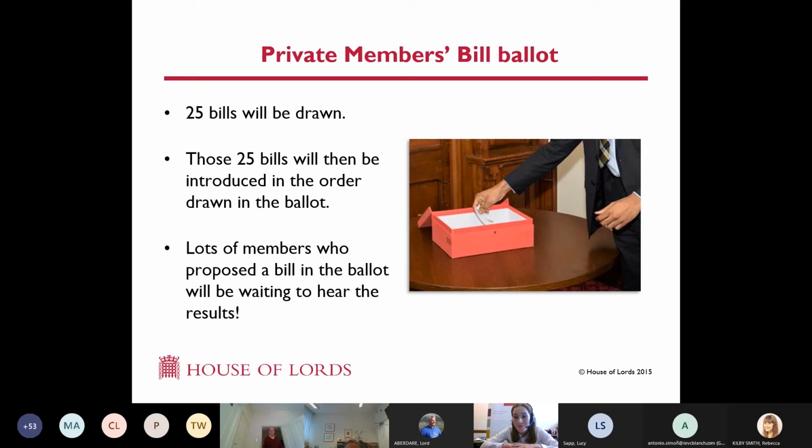There are lots of members who signed up this year who entered a bill into the ballot, so I'm sure there are lots of members who will be waiting eagerly to hear the results. I just wanted to say a big thank you to all the members who joined at 11 and have been waiting very patiently for this moment. As a thank you to all the schools for signing up for this event, we're going to draw out the 25 bills on behalf of 25 schools who signed up. I will stop presenting now, and I think Becca's going to spotlight me. Then it's 11:15, so we'll get going with the ballot.